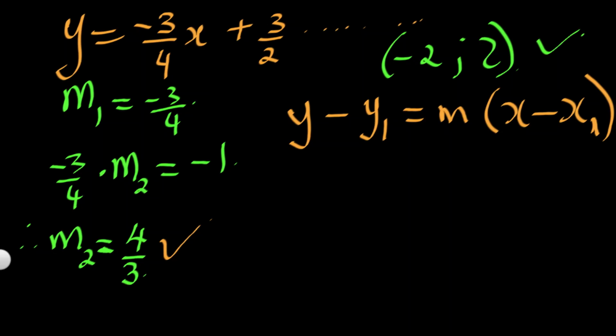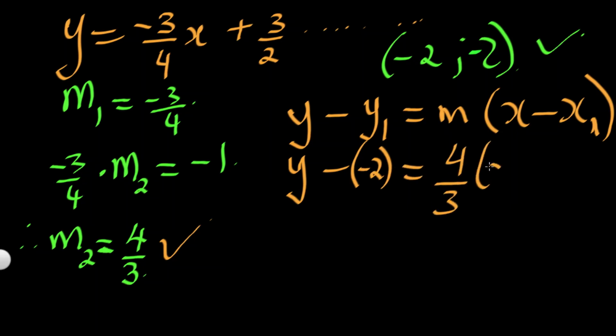Once you have your gradient and you have a point, you just substitute into this equation and then rearrange and get your final equation. So y minus y1, where we take y1 from the given point, which is, I'm sorry, this should be minus 2. This point is minus 2, minus 2. So y minus y1, which is minus 2, equals m, which is 4 over 3, times x minus x1, where x1 is minus 2. We close the bracket. Now we just have to simplify this.